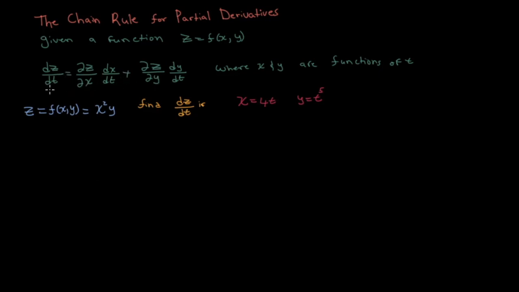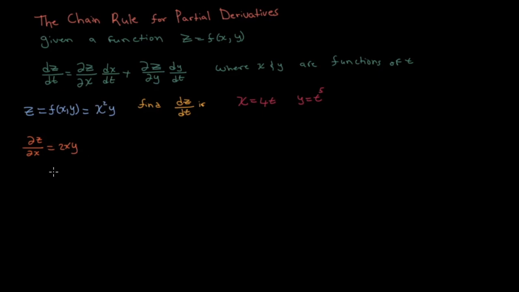So the first thing we're going to do is try and find del z by del x, or the partial derivative of z with respect to x. Now, if we take a look at this function here, del z by del x, we'll take 2x: we take the exponent of 2, multiply it by x, and of course the y is a constant, and so there we have it.